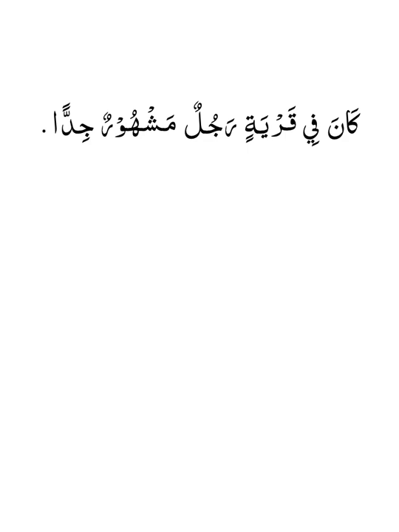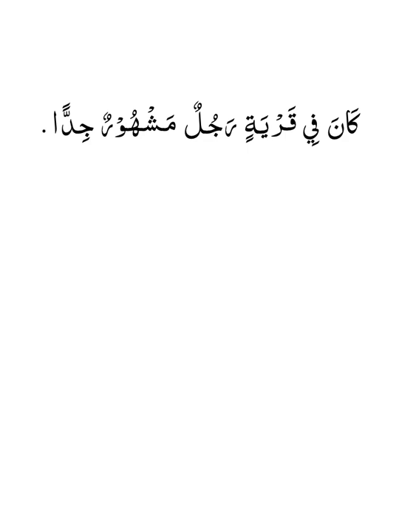So this example is from chapter 1, the second line. The first step is to read the text correctly. That's the first step. So كان في قرية رجل مشهور جدا. That's fairly straightforward. Most of you will know how to read Arabic texts. So step 1 is very straightforward. However, we have to mention it because it's part of the requirements.